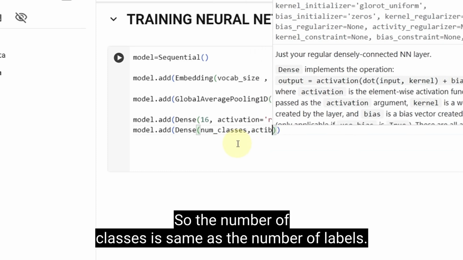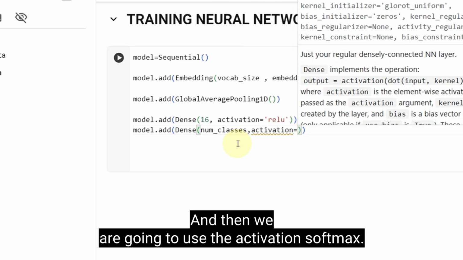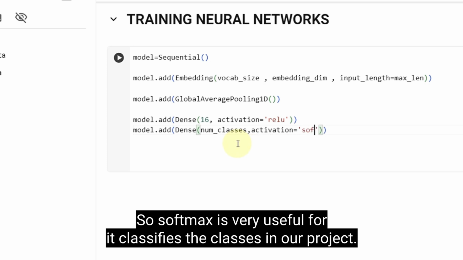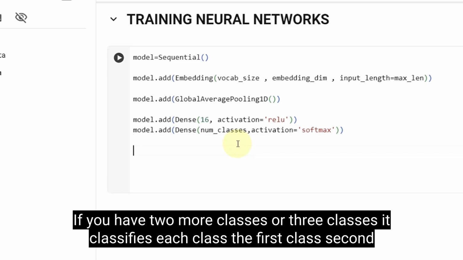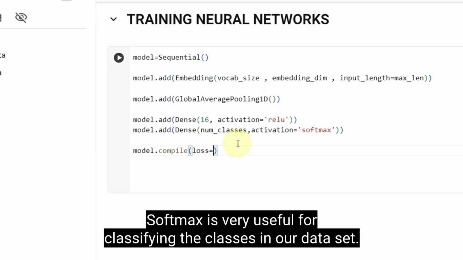And then we are going to add the dense layer of number of classes. So the number of classes is the same as the number of labels. And then we are going to use the activation softmax. So softmax is very useful, it classifies the classes in our project. If you have 2 or 3 classes, it classifies each class, the first class, second class and third class. For that only we are using the softmax. Softmax is very useful for classifying the classes in our data set.